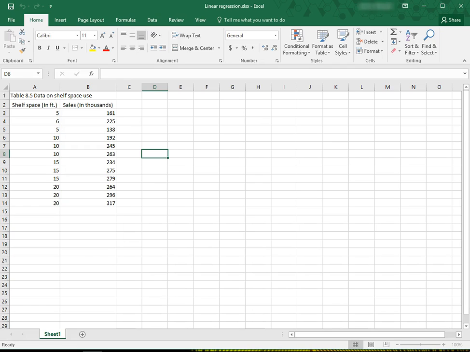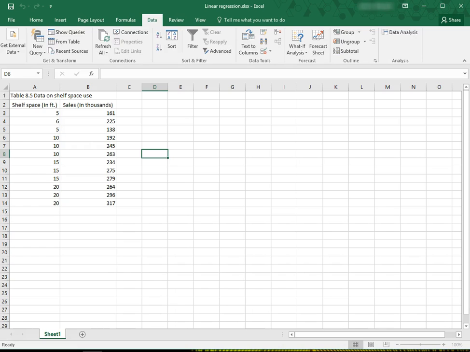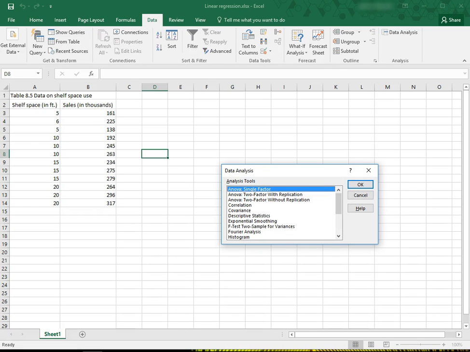the paper product. I have entered into Excel here the data from Table 8.5 that show the random sample of stores with their shelf space and their corresponding sales in the thousands. In order to answer the questions in the textbook, we must run a regression in Excel. To do that, we go up to the Data ribbon and choose Data Analysis. From the menu of options, we scroll down and choose Regression.